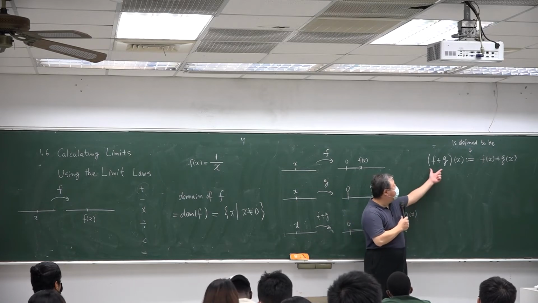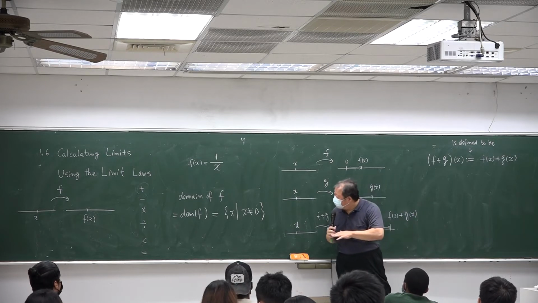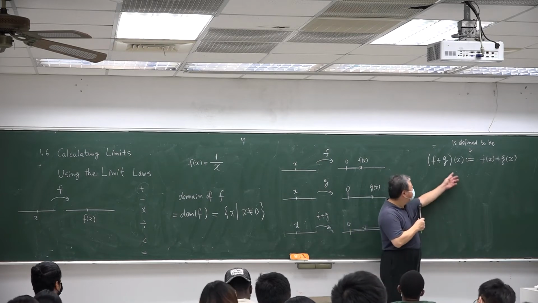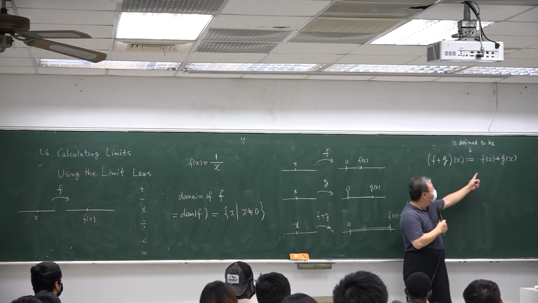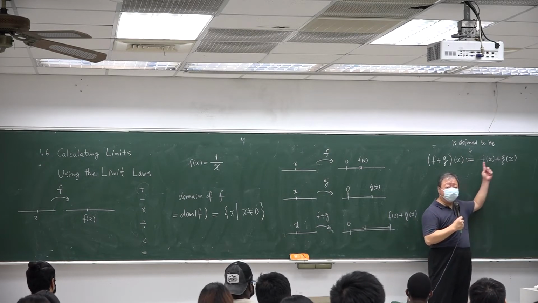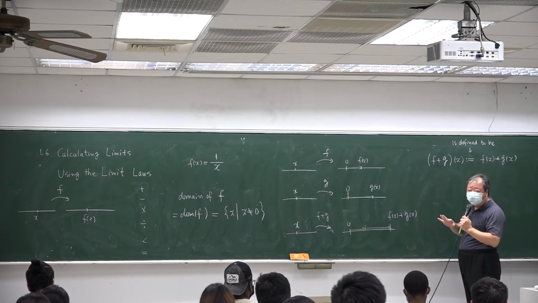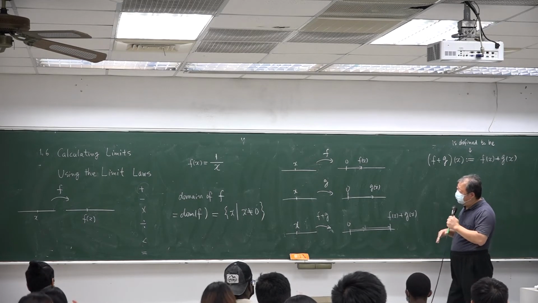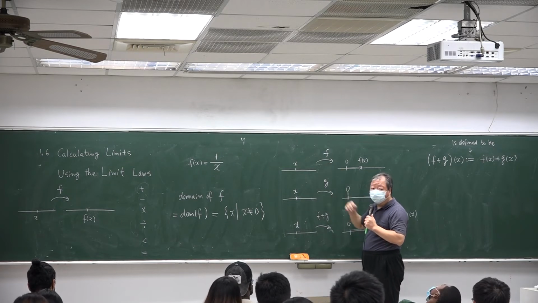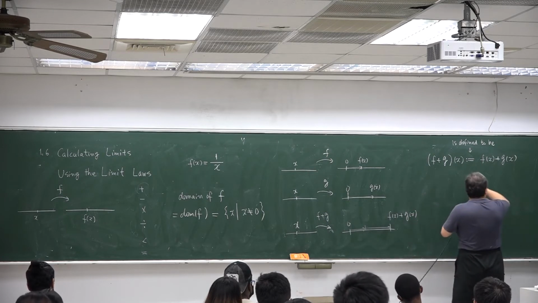Certainly, the domain of this new function is the intersection of the domains of f and g. Because in order for this to be meaningful, this one should be defined, and this one should be defined. So the domain of the new function is the intersection, the common points of the domain of this function and the domain of this function, right? Well, so this is the sum operation of functions.